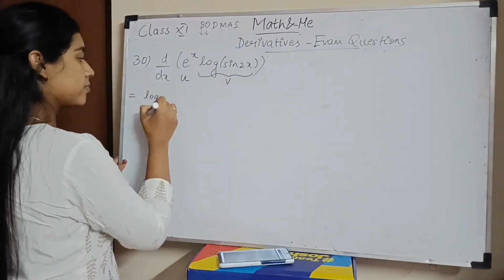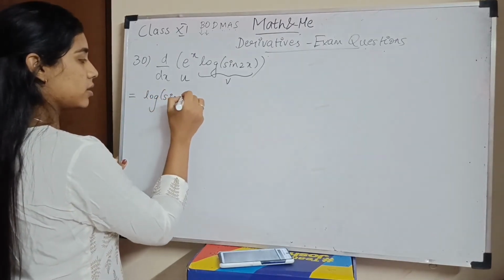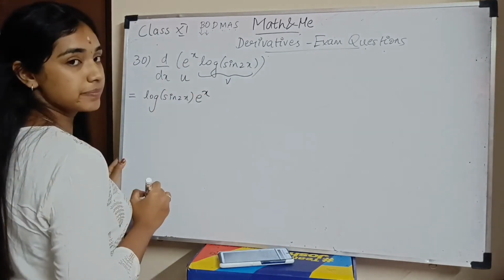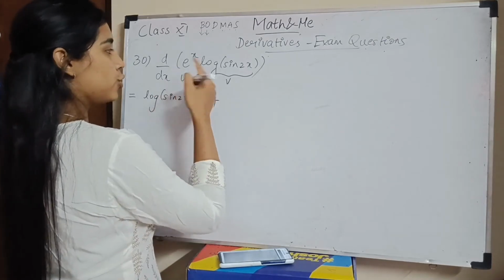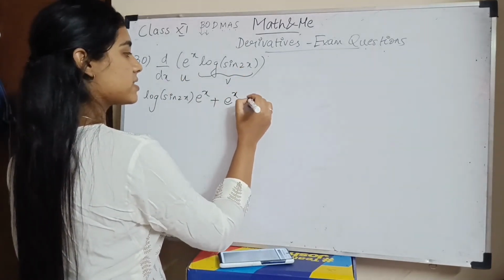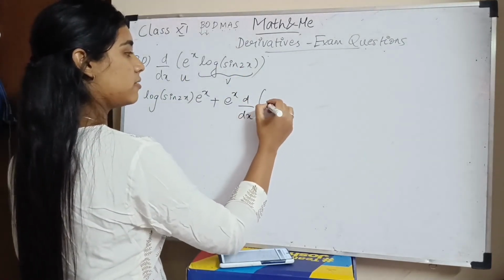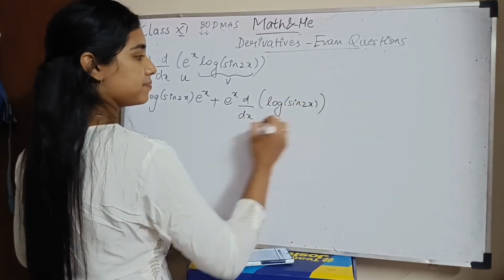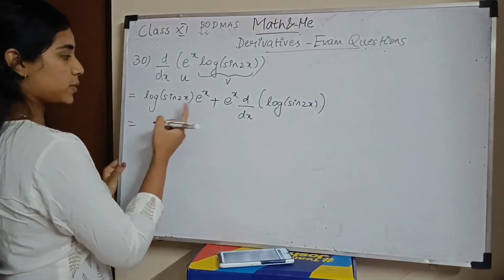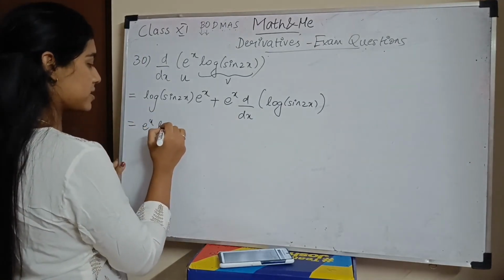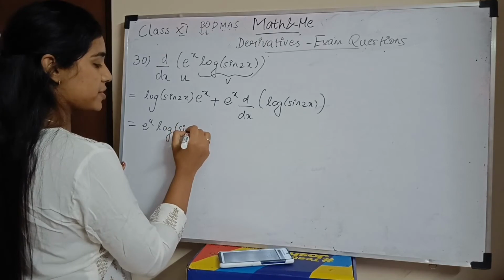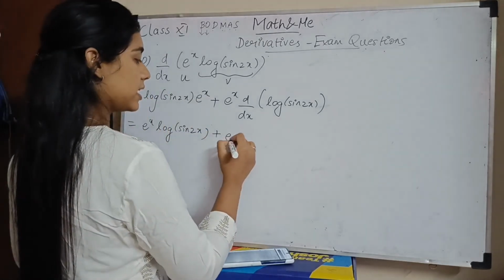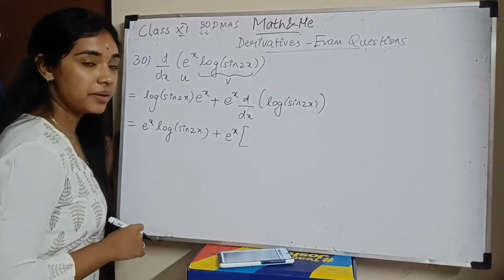So v u dash. What is your u dash? e to the x. Plus u v dash. So it's e to the x d by dx of log sine 2x. Okay. So what is this? This becomes e to the x log sine 2x. I'm just rearranging. Okay. I just brought this here. Plus e to the x. Let me open a bracket.